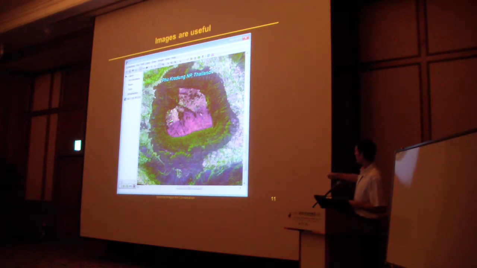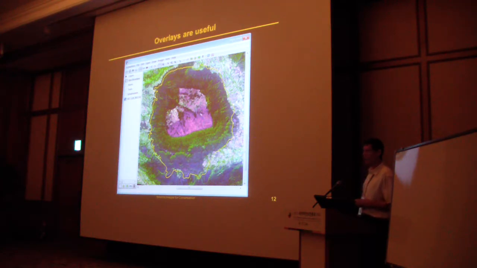So the vegetation here is quite a bit different than around here, so it looks different. So that's sort of a long-winded explanation of the kinds of things you can see in an image. You can also overlay things onto the image.